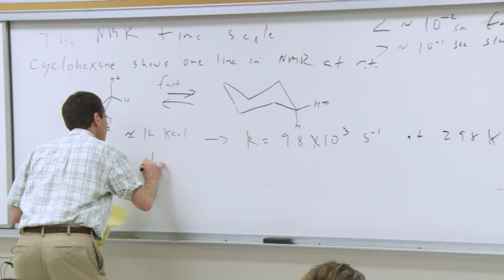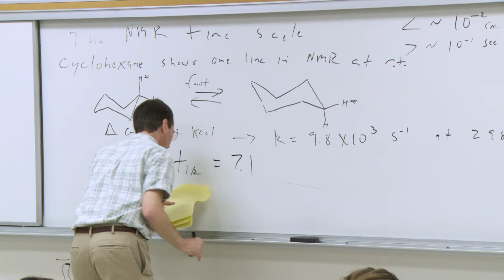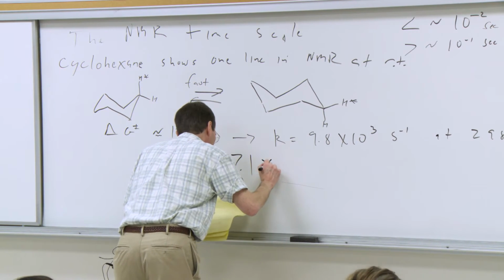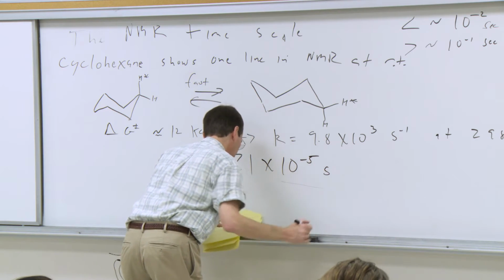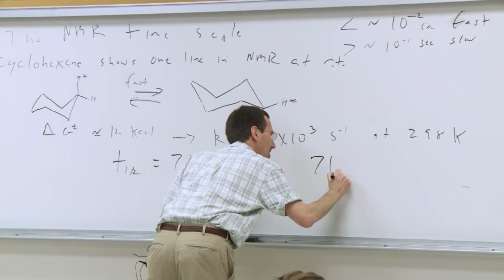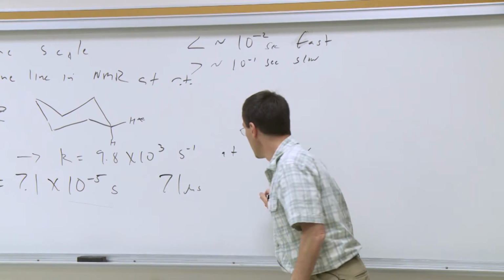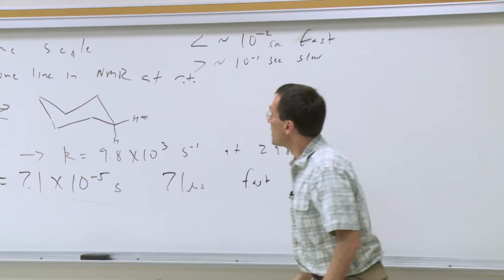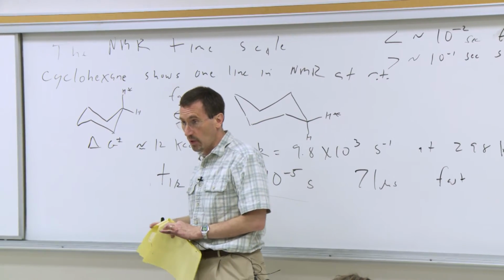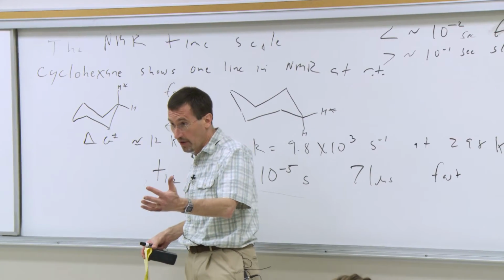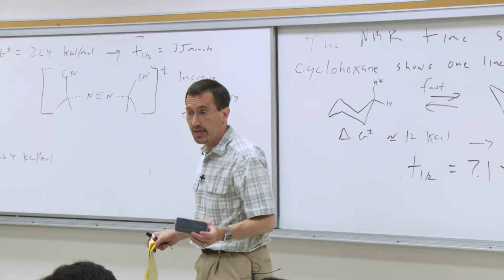That means we have a t1/2. I'm just repeating all the calculations that I did on the first couple of blackboards when I introduced this, equals 7.1 times 10 to the negative 5th seconds, or 71 microseconds, and that is fast. So a conformational process that has a barrier of 12 kilocalories per mole, of course, is very fast on the laboratory time scale. It's also fast on the NMR time scale.